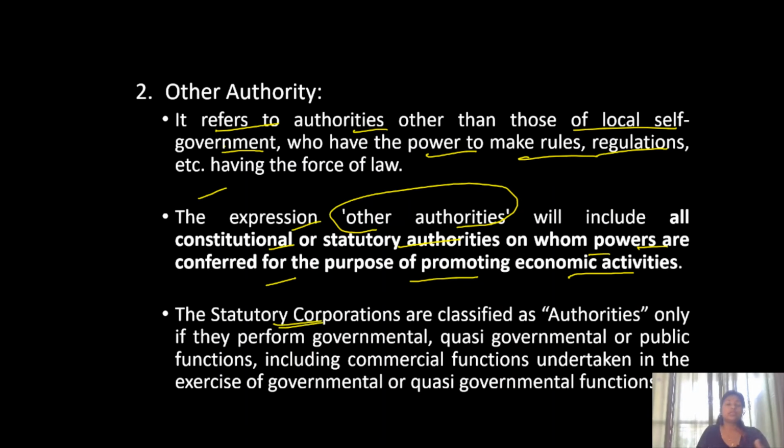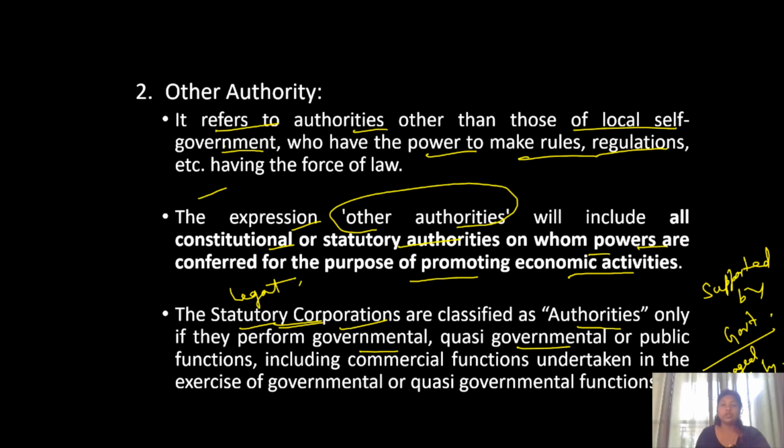Just now I explained statutory corporation. What do you mean by the term statutory? It's legal. Corporation means it can be a company, a body corporate, like that. That also can be classified as authorities only if they perform governmental, quasi-governmental or public functions. What do you mean by quasi-governmental? The authority which is supported by government but managed privately. Such authorities are known as quasi-governmental. That means whatever function they are doing is completely supported by the government, but they are managed privately. That is known as quasi.